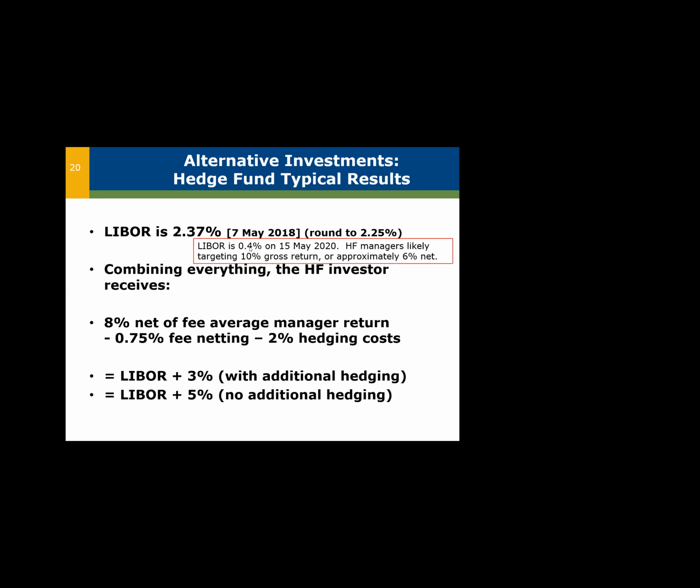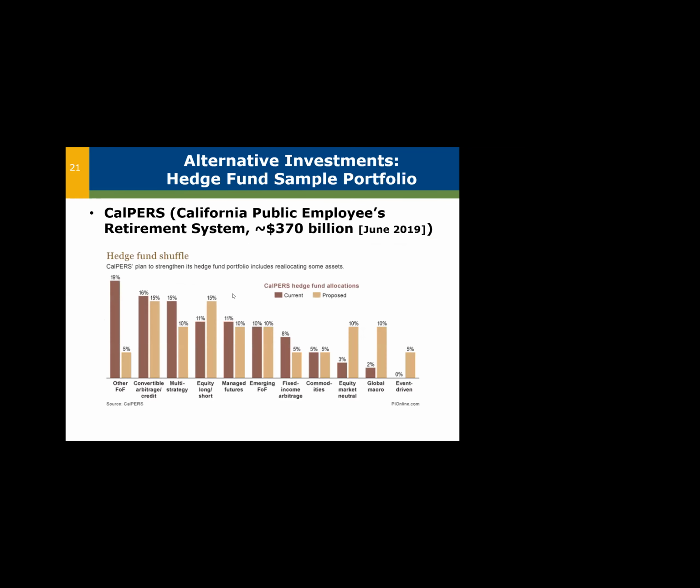Now I put in an extra note here that what LIBOR is today, it's like 40 basis points. So if I had to rework my example, I would change it so that the hedge funds are now targeting a 10% gross return. So it's not 12% anymore, just because the risk-free rate is so low. That would get you a 6% net, and then you subtract off the 40 basis points for the LIBOR, and then the 75 basis point drag for the fee netting, and so that gets you to LIBOR plus 5%. And if you want to be a purist and add some hedging costs, you get LIBOR plus 300 basis points.